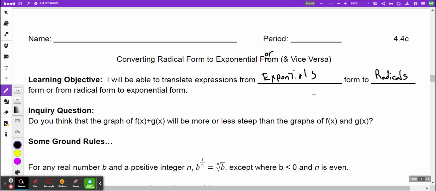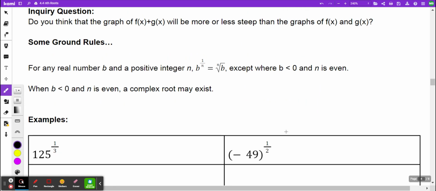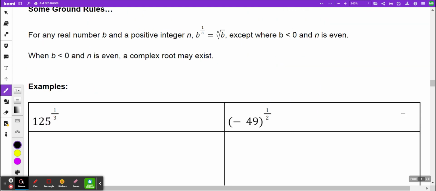So, some ground rules. For any real number b and a positive integer n, we know that b to the 1/nth is equal to the nth root of b, except where b is less than 0 and n is even. When b is less than 0 and n is even, a complex root may exist, but we're not going to deal with that right now. Hopefully not. So some examples.